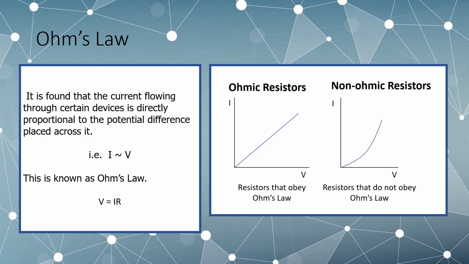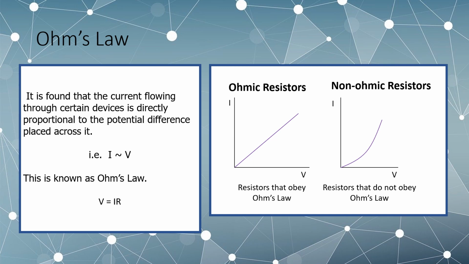We can relate these three concepts using Ohm's law. That is, it is found through certain devices that the current flowing through them is directly proportional to the potential difference placed across it. That is, current is proportional to voltage, which gives us Ohm's law. We can use this to find the equation voltage is equal to current multiplied by resistance, V = IR, which we can use to solve for problems where ohmic resistors are present.